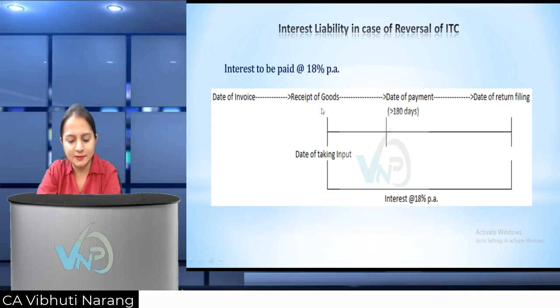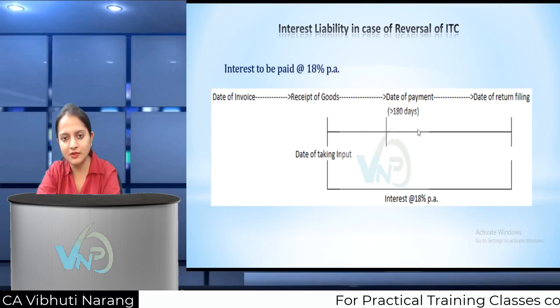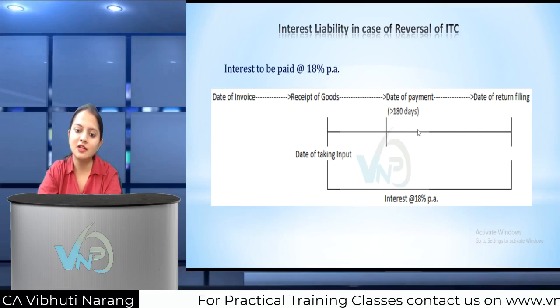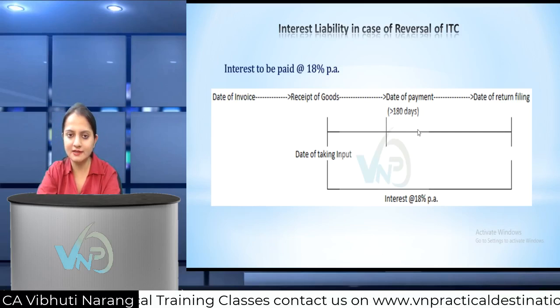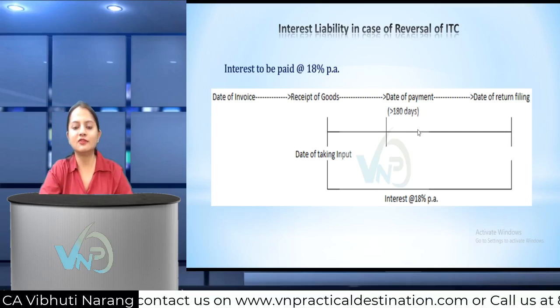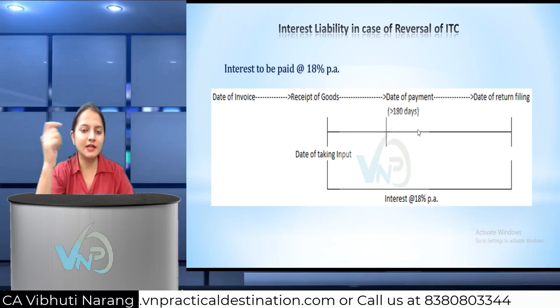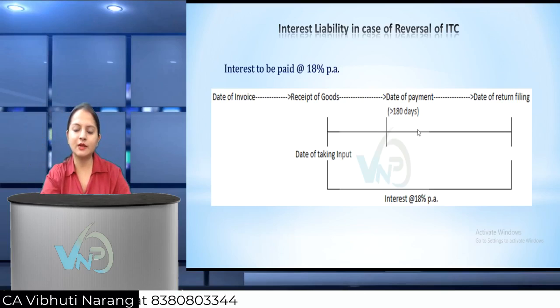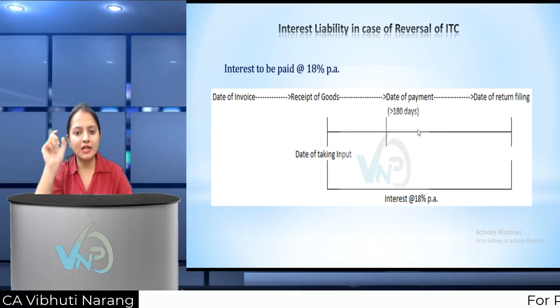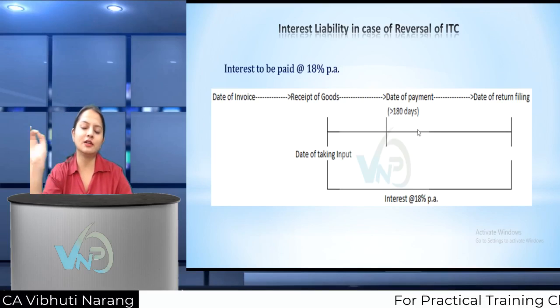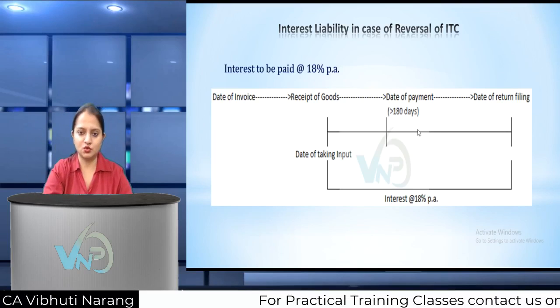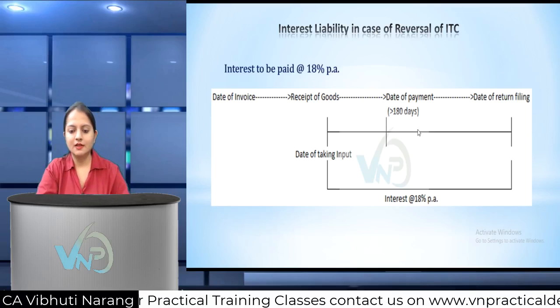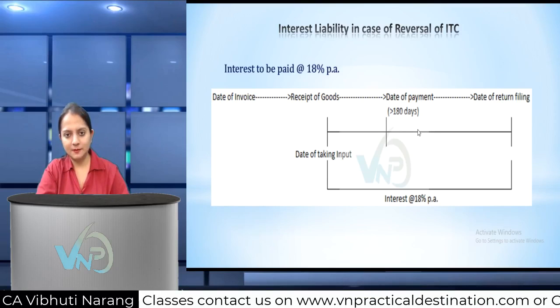So from the receipt of goods date to the return filing period, it will again be more than 180 days, because after 180 days, the month in which the 180 days expire, that month's return filing date, let's suppose the 180 days expired in July, so the July return is filed on the 20th, 22nd or 24th depending upon the case, or August. So till that return filing date, your interest at the rate of 18% is to be calculated. So this was the basic part about input tax credit.